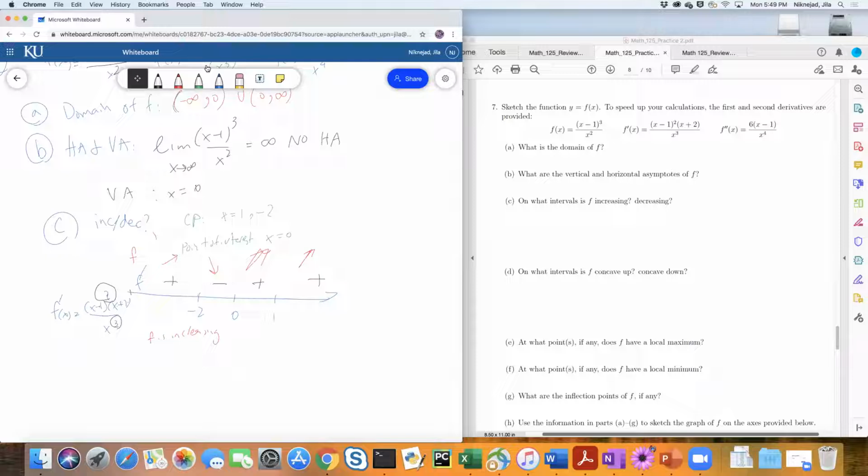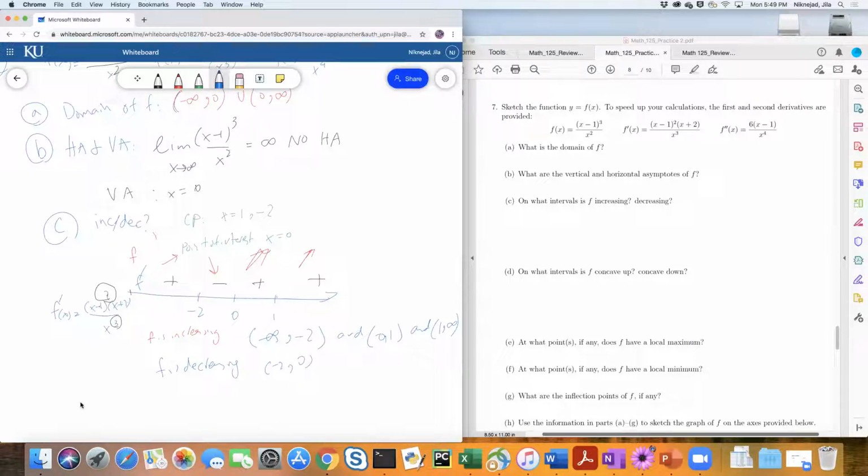There we go. Okay, so f is increasing from -infinity to -2, and then 0 to 1. Again, at 1, f prime is 0, therefore you have to exclude that one, and then add 1 to infinity. So that said, f is decreasing only between -2 and 0.